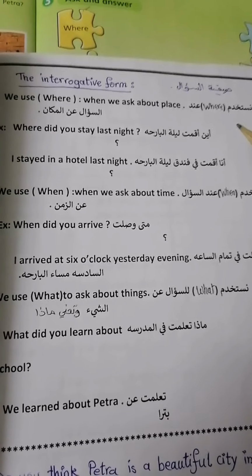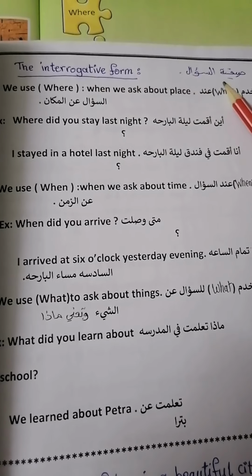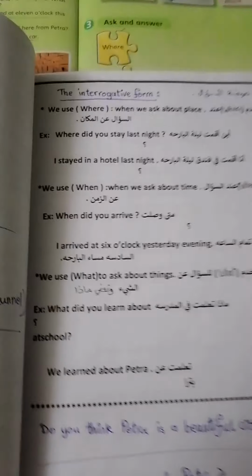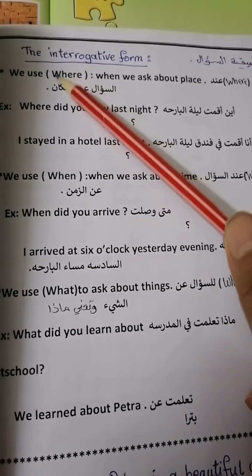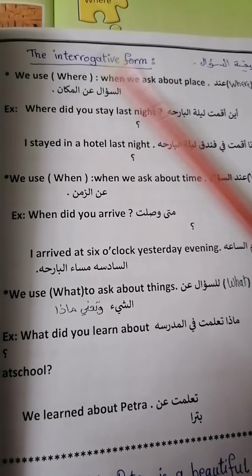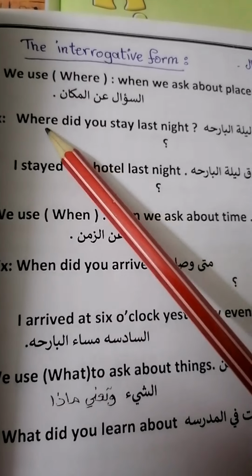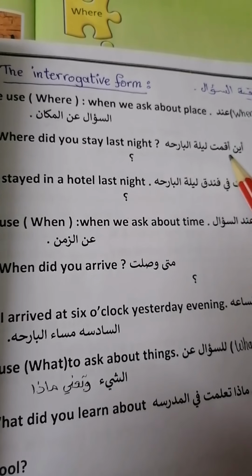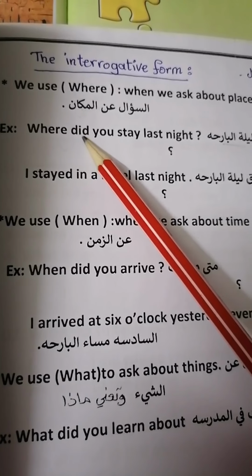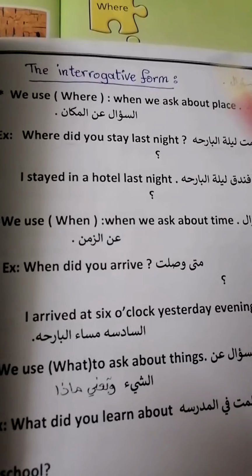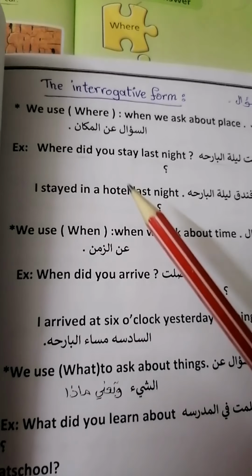And now today we're going to talk about the interrogative form, the question form, the WH questions. We use where when we ask about a place. For example, where did you stay last night? Now you notice that in the question, after where we put did, and the verb comes in base form. The question with where must have an answer with a specific place.